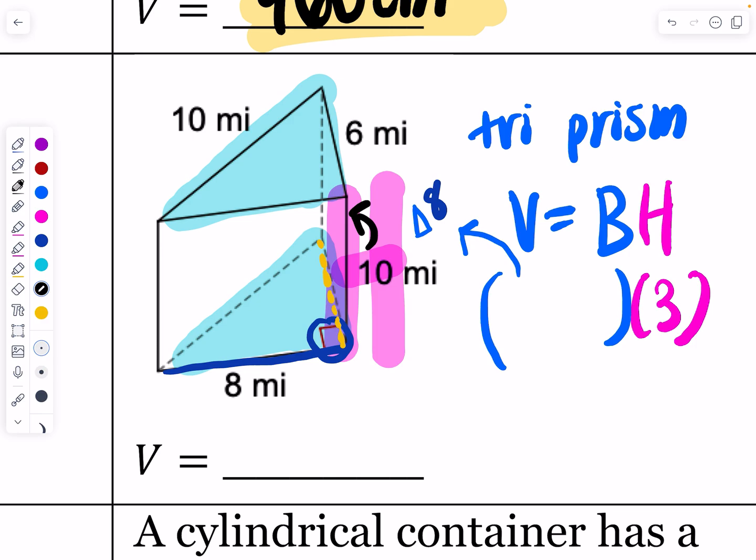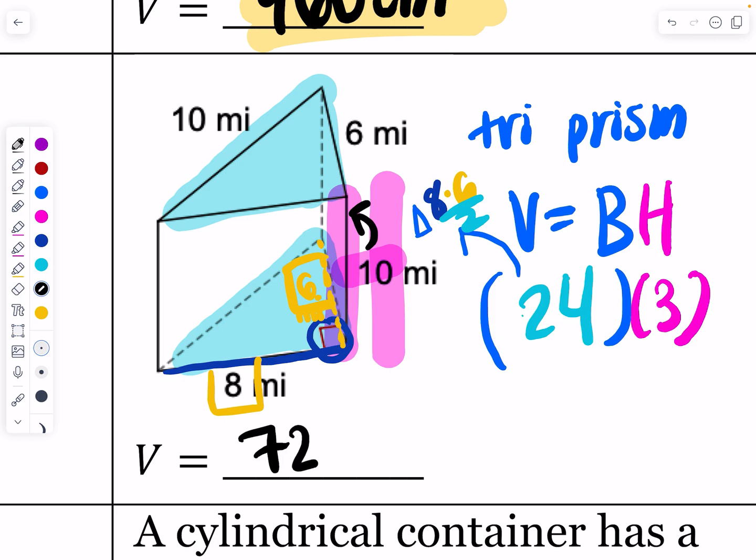What is the yellow line going to be? The yellow line is going to be 6 miles. We get that from the fact that it faces the same way as this one. So I'm going to be working with the 6 and the 8. So that's going to be 6 times 8 divided by 2, the area of that triangle, which is going to be 24 for the area of that triangle. So then 24, we're going to take that and multiply that by 3. That is going to give me a total volume of 72.